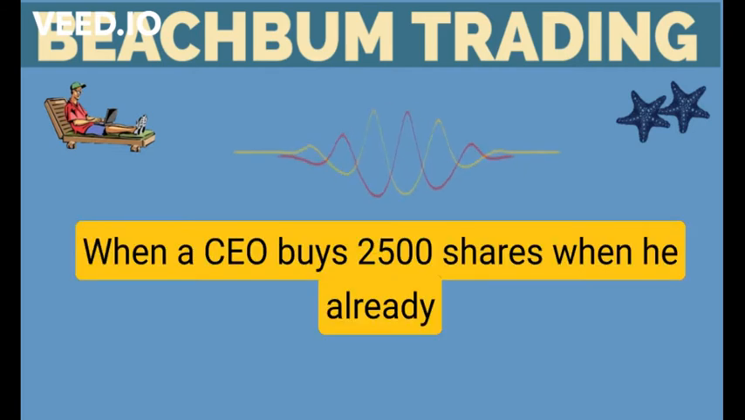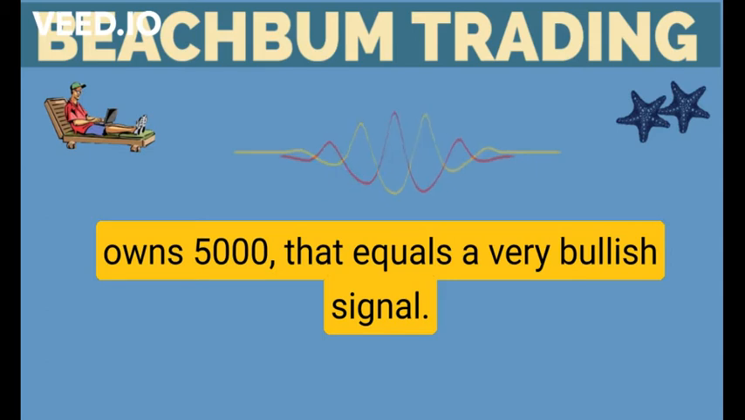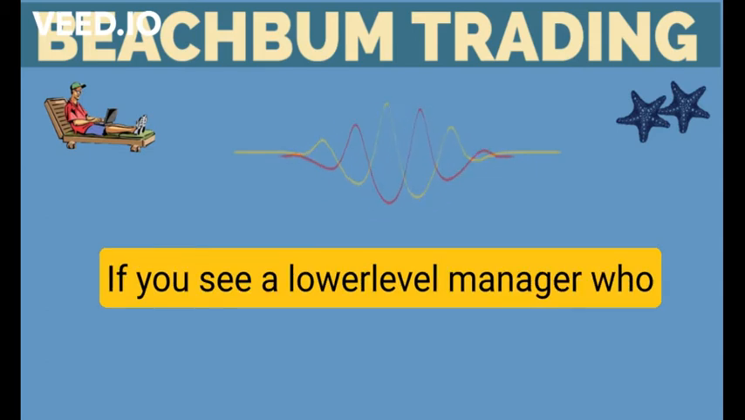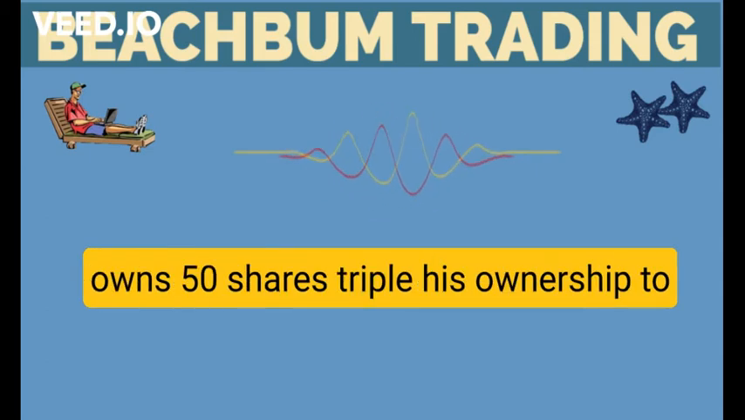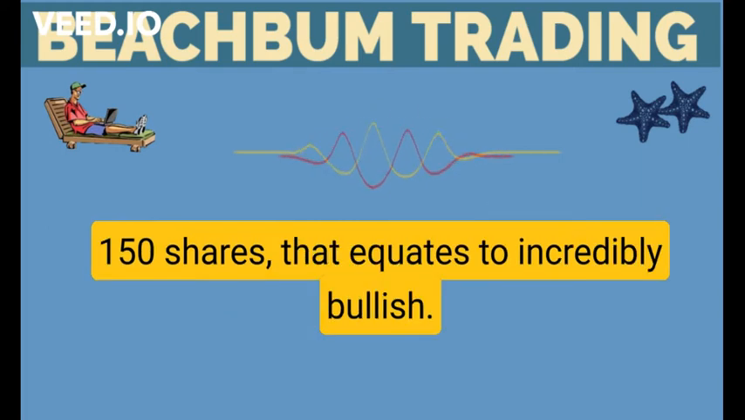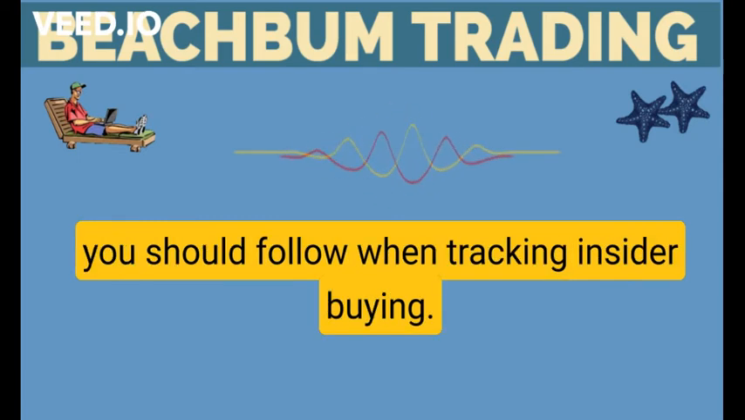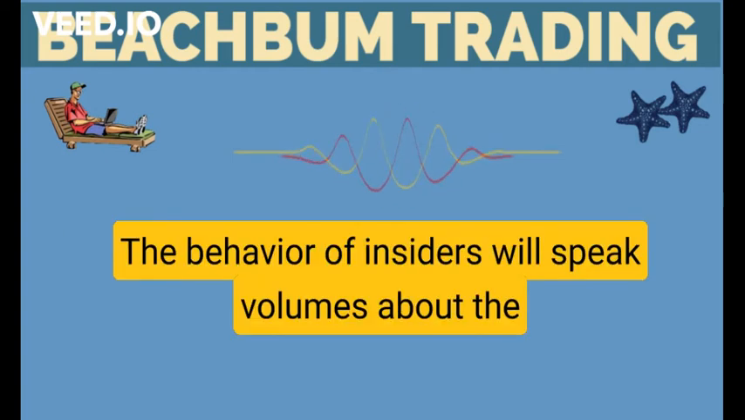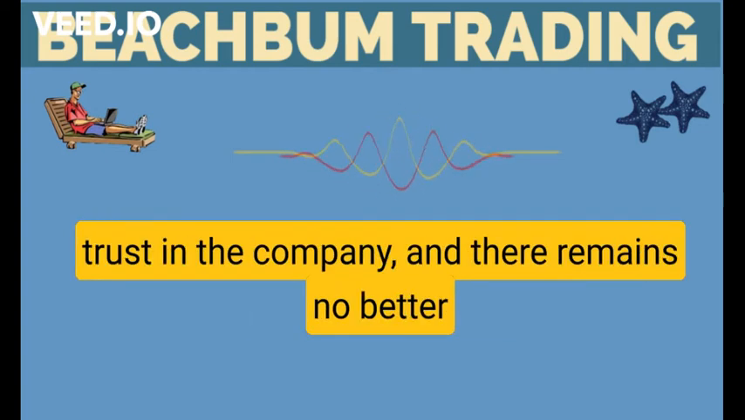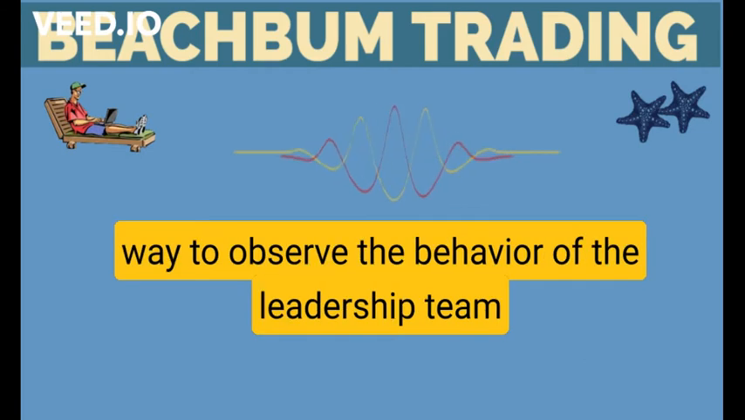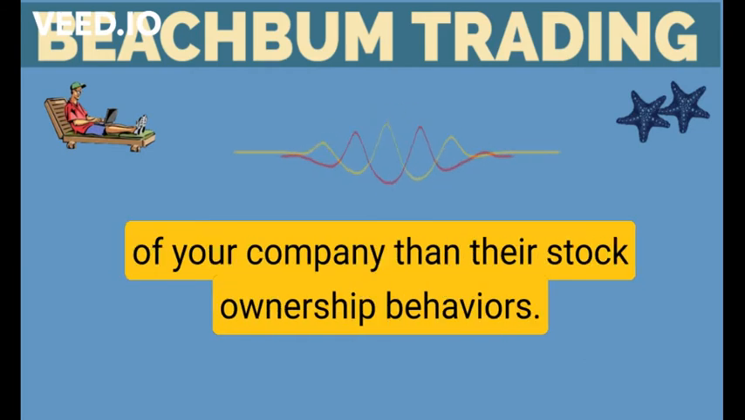When a CEO buys 250,000 shares when he already owns 500,000, that equals a very bullish signal. If you see a lower-level manager who owns 5,000 shares triple his ownership to 15,000 shares, that equates to incredibly bullish. The following examples illustrate general fundamentals that you should follow when tracking insider buying. The behavior of insiders will speak volumes about the trust in the company, and there remains no better way to observe the behavior of the leadership team of your company than their stock ownership behaviors.